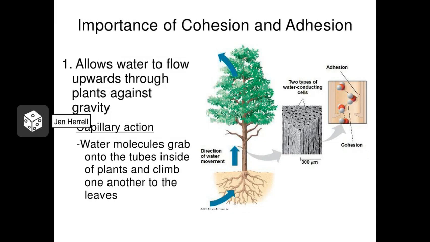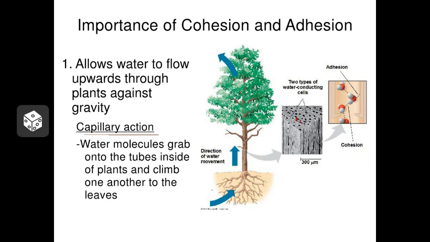This ability to hydrogen bond is important to living things for several different reasons. One of the most important things that water can do because of its ability to hydrogen bond is to perform something called capillary action. So let's take a tree, for example. Inside a tree, there are tiny little tubes called xylem and phloem formed by the cells.